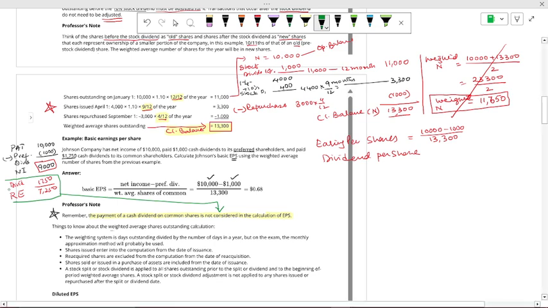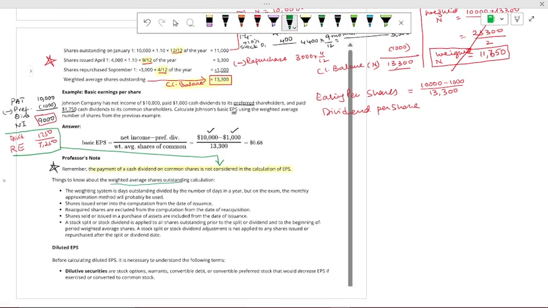Things to know about weighted average shares. The weighting is days outstanding divided by number of days in a year, but on the exam the monthly approximation method will probably be used. In the exam they will ask on a monthly basis. Shares issued enter into the computation from the date of issuance. We have taken 1/4, meaning 1st April. On 1st September there is a repurchase, meaning effective date. Reacquired shares are excluded. We have removed the repurchase from the computation from the date of reacquisition.